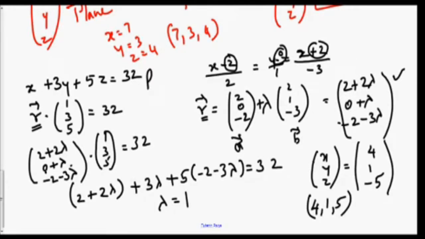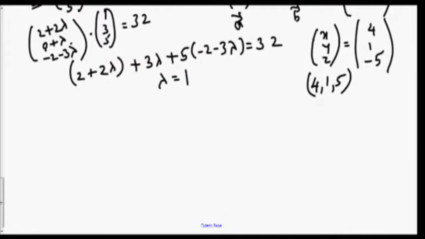This is a plane and this is a line. So plane and line were given in Cartesian form, and this is the way you solve them to find the point of intersection. Okay, you can also use another method.